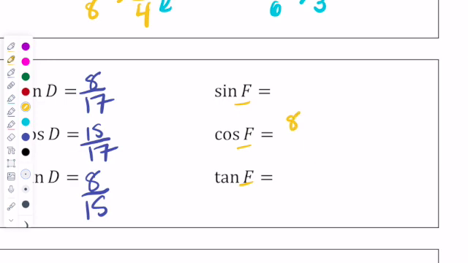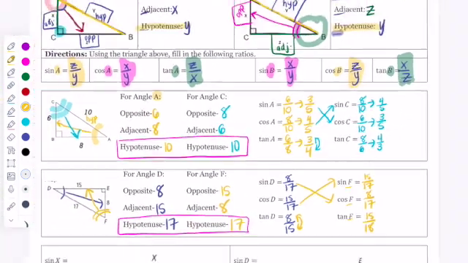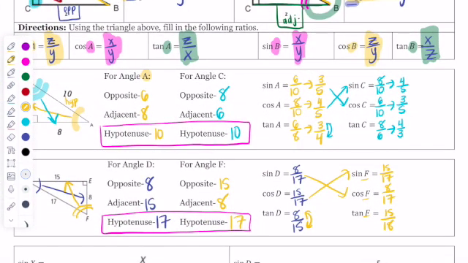Well, of course, we can just use that pattern. This one's going to be 8 over 17. This one's going to be 15 over 17. So we've copied that one here. We copied that one here. And then this is just going to be the reverse, which is going to be 15 over 17. So that's just an example of how the pattern makes it a little bit faster.